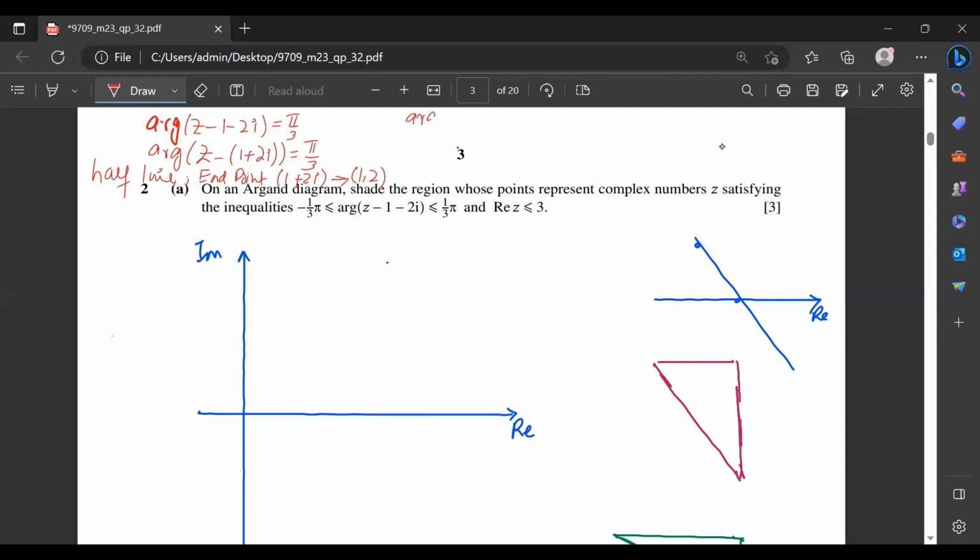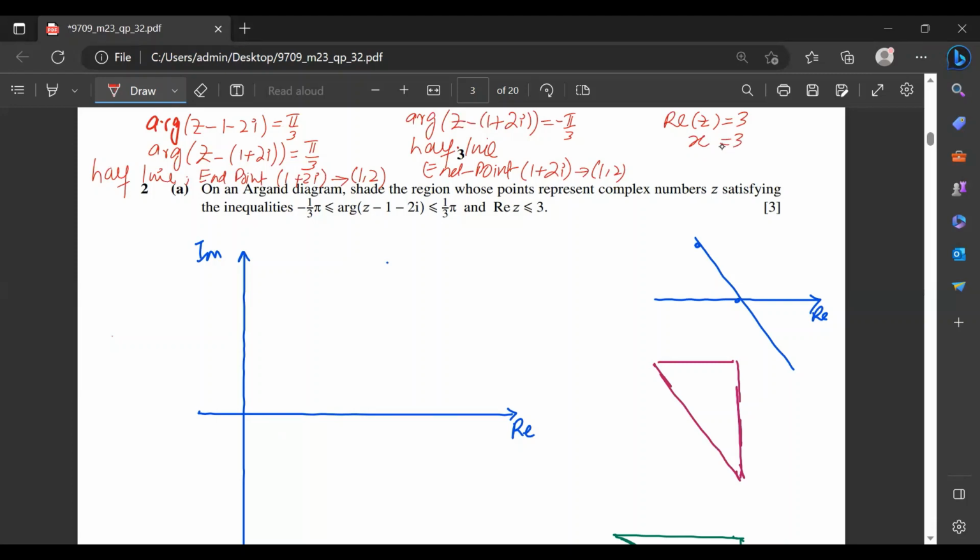Second is argument of (z minus (1 plus 2i)) equals minus pi over 3. Again, this is a half line, and the endpoint is here, or you can write (1, 2). Also, the third is real part of z less than or equal to 3. You can write real part of z equals 3. Keep in mind that real part is x equals 3.